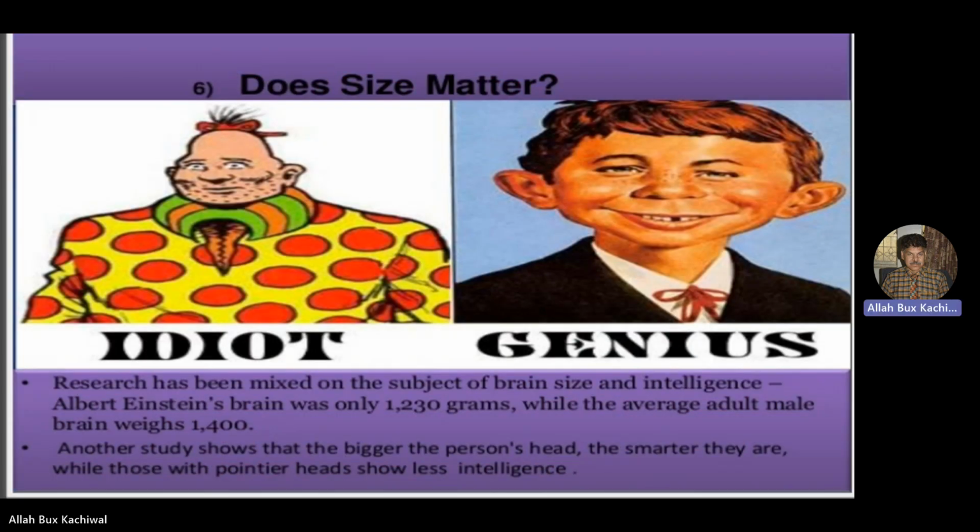Does size matter? The research has been mixed on the subject of brain size and intelligence. Albert Einstein's brain was only 1,230 grams, while the average adult male brain weighs 1,400 grams. Another study shows that the bigger a person's brain is, the smarter they are, while those with a smaller one show less intelligence.